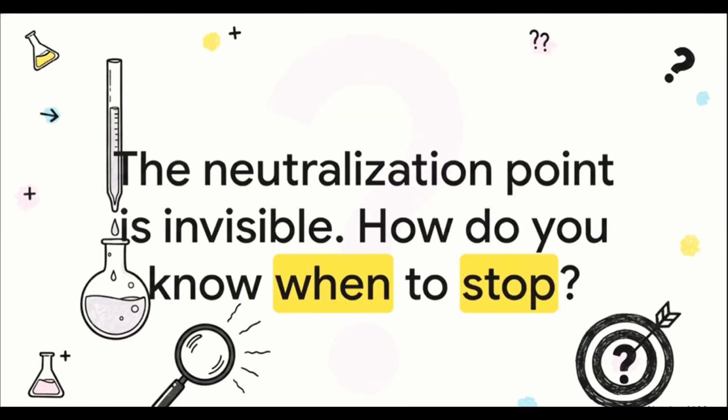So here's the puzzle. You're carefully dripping one totally clear liquid into another. You're waiting for this chemical reaction to finish. But the finish line itself, that exact moment of neutralization, is completely invisible. It's like trying to hit a target in a pitch-black room. So, how in the world do chemists pull this off?